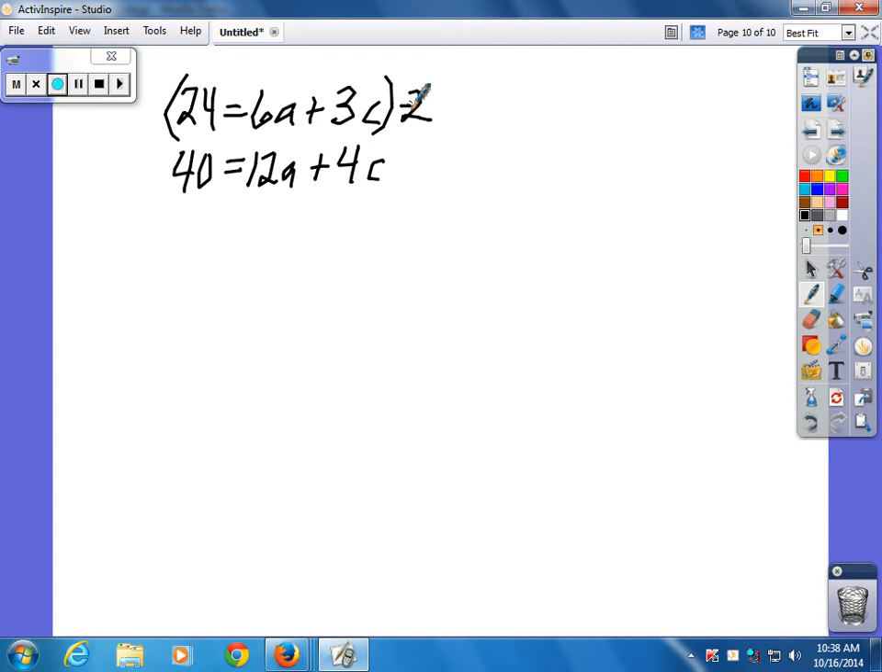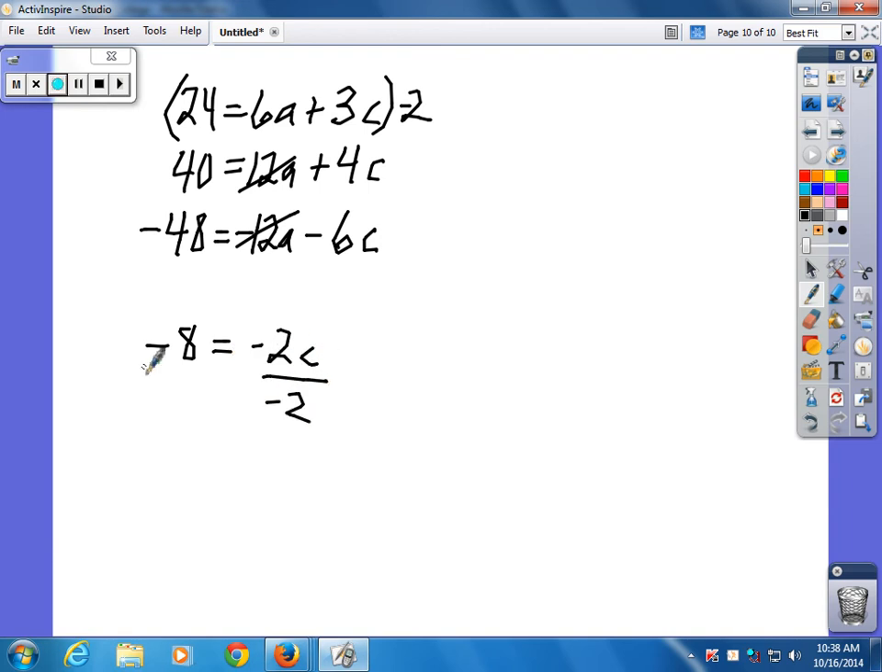Negative 2 times 24 is negative 48. Negative 2 times 6 is negative 12a. And negative 2 times 3 is what? And the a's go out. 40 minus 48 is negative 8. And 4 minus 6 is negative what? So what is c?